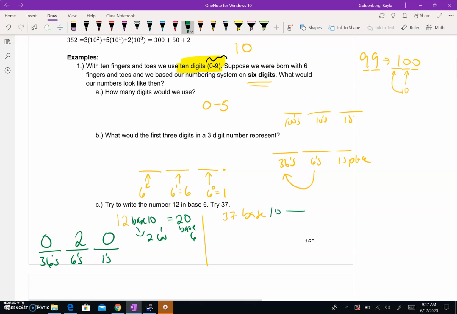So 37 base 10 is blank in base 6. So let's see. And I always do the same thing. I always have to write this out for myself. And I say, okay, do I have any 36s? Yes, I do. So I could do 37, take away 36. So I put 1 in the 36s. That leaves 1 1 and no 6s. So it's 101 in base 6. So it's really interesting to think about that, in this case, 101 base 6 is the same thing as a 37 in base 10.